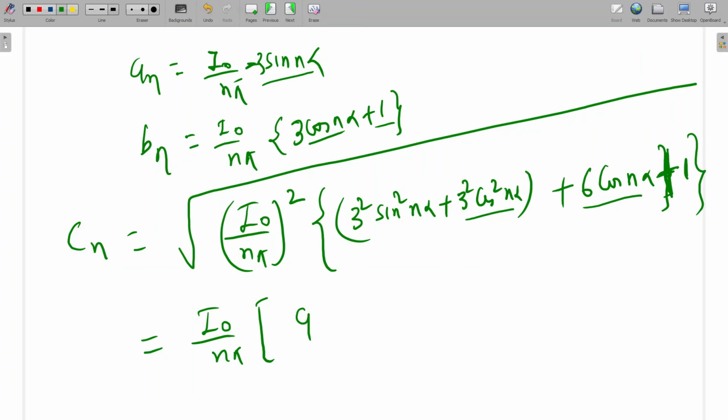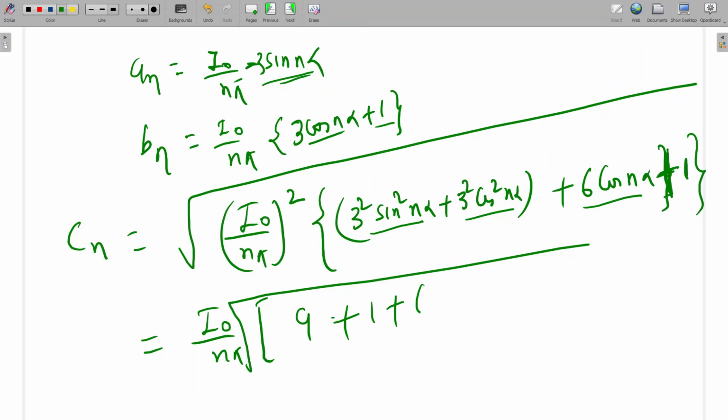These are the square of this one, and this is the square of this, so 3 square sin square n alpha. So it will be 9, under root here: 9 plus 1 plus 6 cos n alpha. Can anyone calculate what will be the final value of Cn?